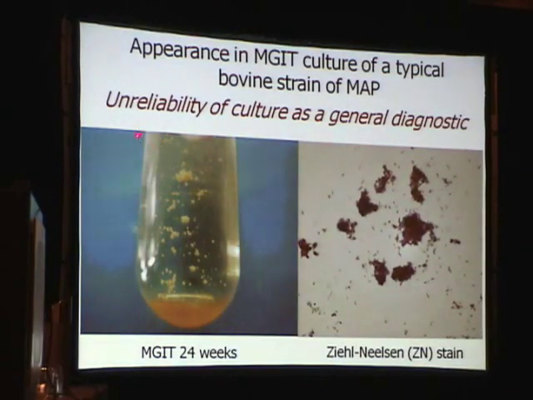Now, there's another thing about the nature of this organism that I'd like to draw to your attention. And this is the unreliability of culture as a general diagnostic. This is the photograph of a 6-month-old culture of an infected cow near Carmarthen in Wales. You see the organism growing in its characteristic clumps. And microscopically, you see the clumps of typical Ziehl-Neelsen positive organisms.